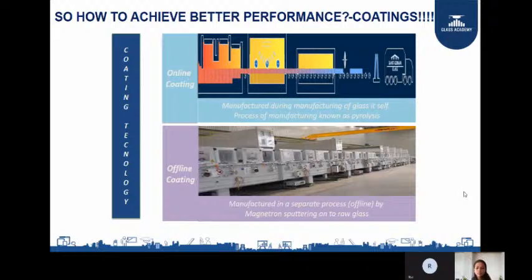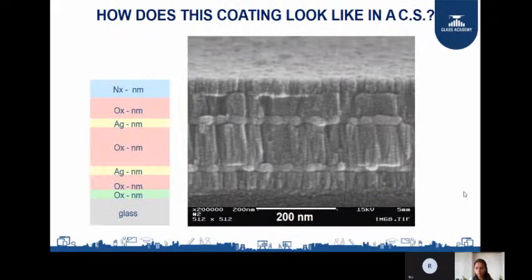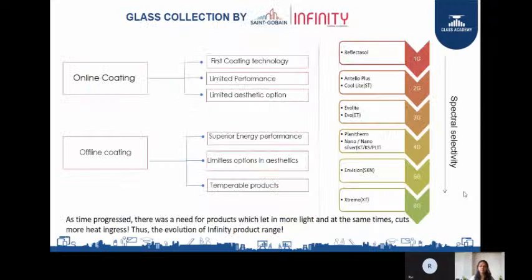So there are two types of coating process, as I mentioned earlier during the start of the presentation. First is online coating, second is offline coating. In online coating, the coating is done while the glass is being manufactured. When you make the glass, at the same time you are doing the coating, and we call this process a pyrolysis process.